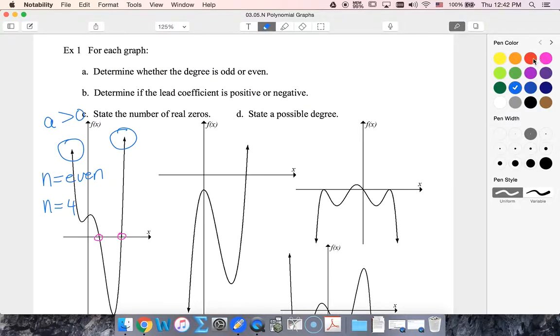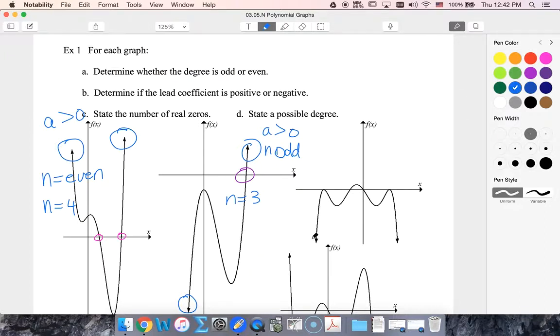All right, this next one starts pointing down, ends pointing up. That leads me to believe that a is positive and n is odd. I see one real root, and it looks to me like it's a cubic, so I could say that n could be 3. It might also be 5 or 7.